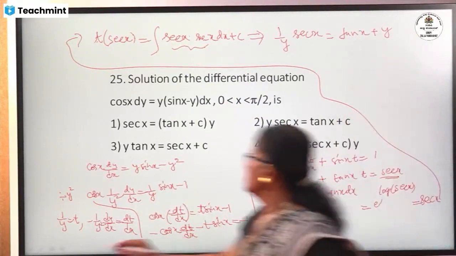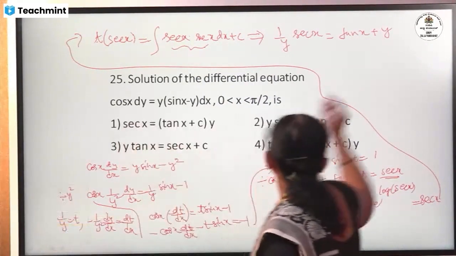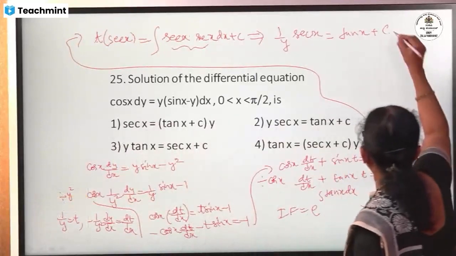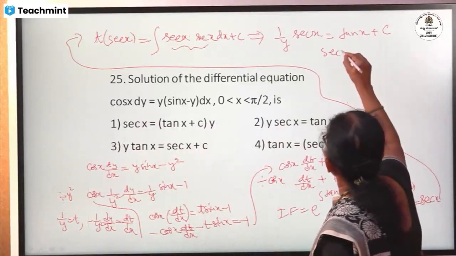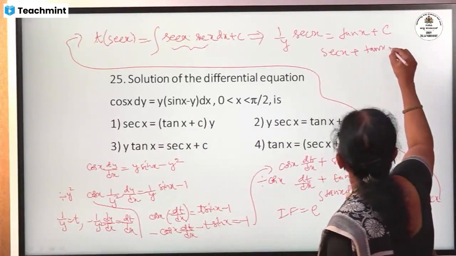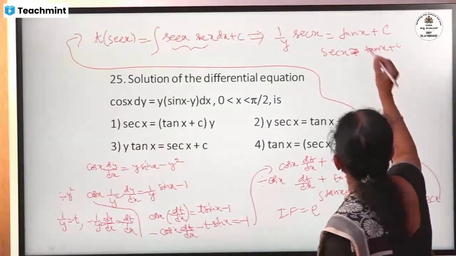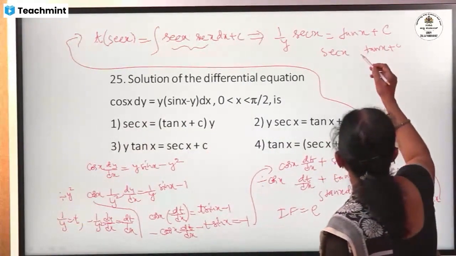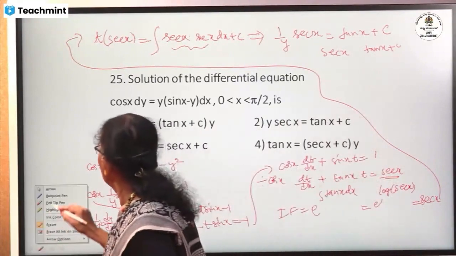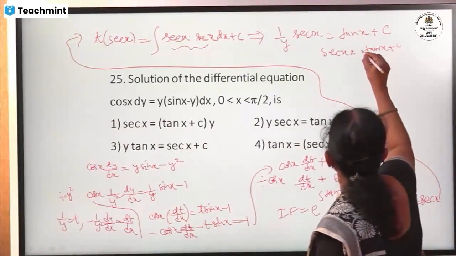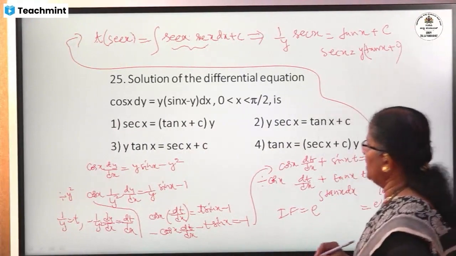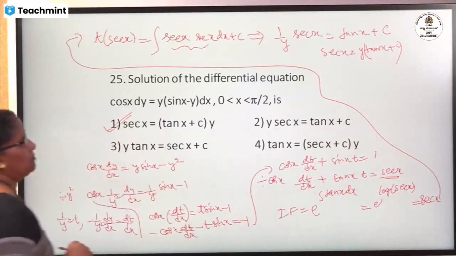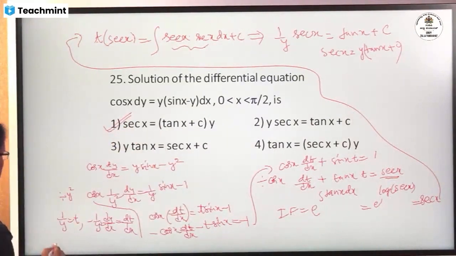Tan x plus c. So I cross multiply, I get the solution as secant x is equal to y into tan x plus c. That is the first option. Okay, let's go for the next question.